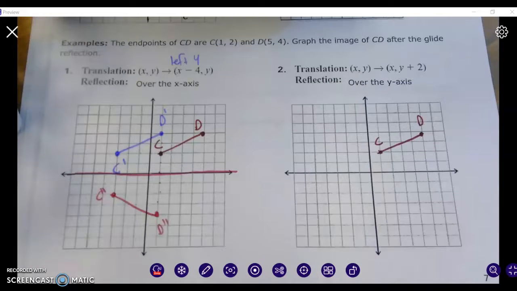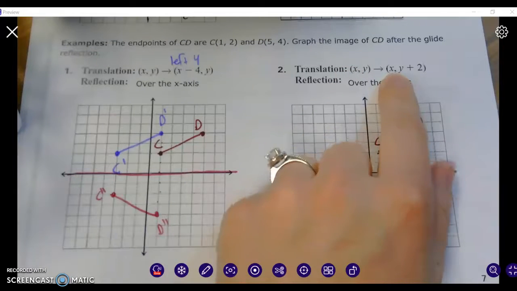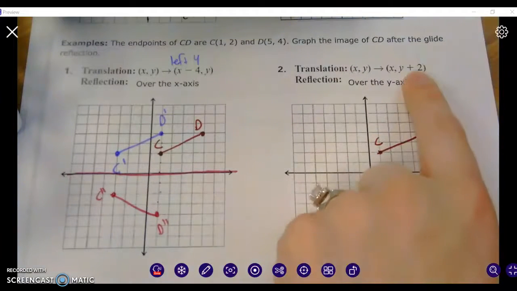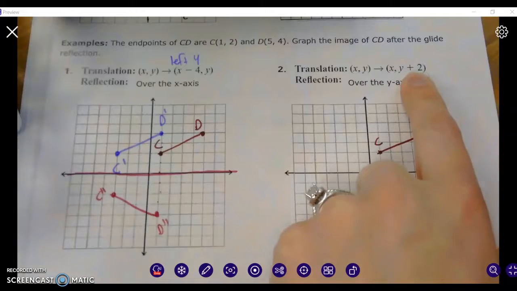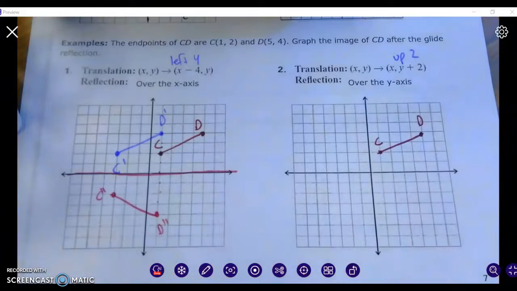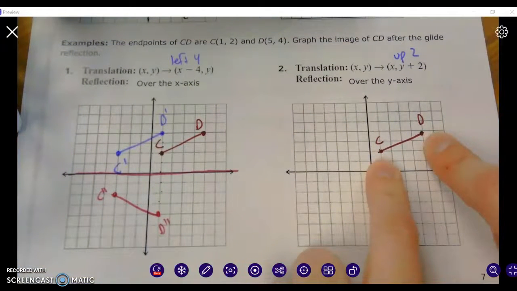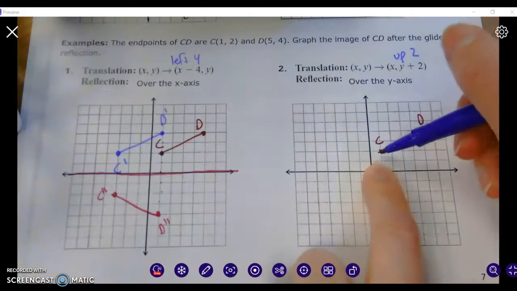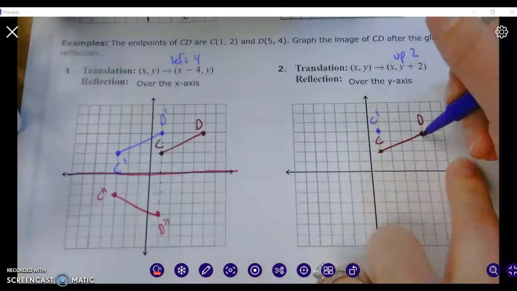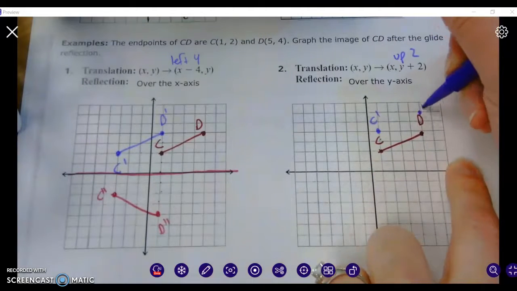Okay, number 2. First thing is the translation. There's no number with the x, so nothing is happening left or right, but it does give us y plus 2. So we are going to shift our line up 2 units. So you're going to go to each point and just count up 2. So go to C, 1, 2. Go to D, 1, 2.